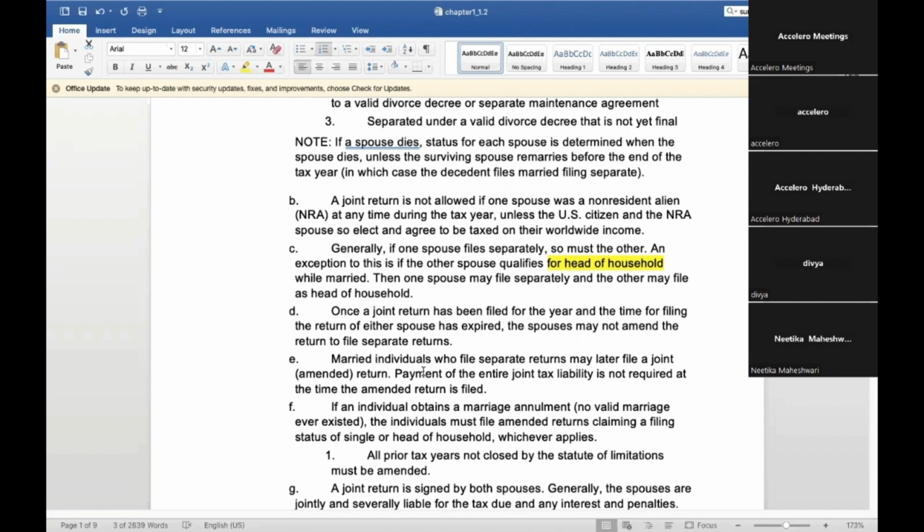If one of the spouses dies during the year, what is the other status the other spouse can maintain? That also we saw. Head of household is another category where the person is not married, but the person is running the household. That's why they call it head of household. So that person is basically taking charge of all the expenses of running the household.